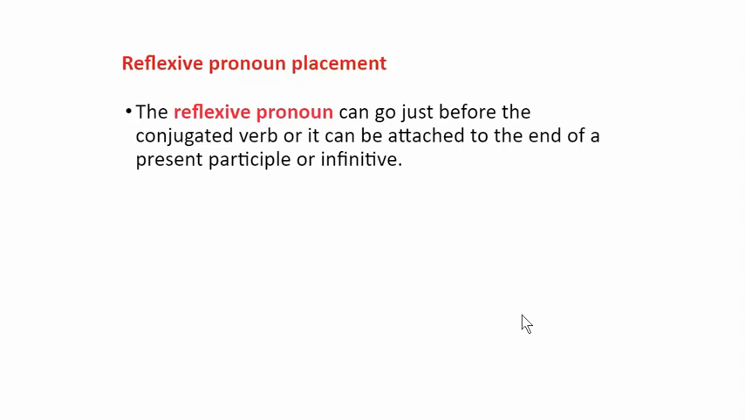So where does the pronoun go? Before the conjugated verb. The only other places it can go is attached to a present participle. That's the ando, yendo form, or the infinitive. So cortarse, that se can just be attached to the infinitive. So the pronoun goes before the conjugated verb, or attached to the present participle, or attached to the infinitive.